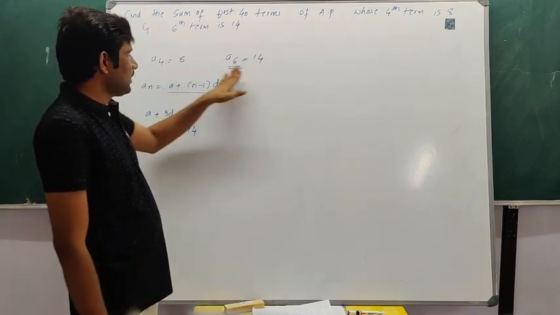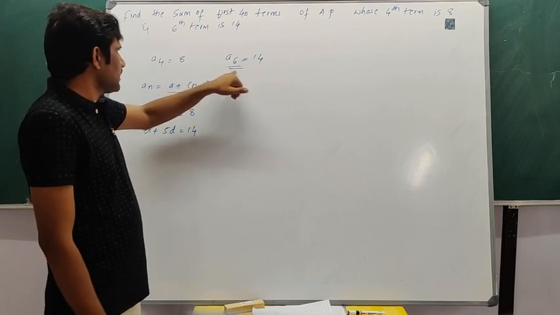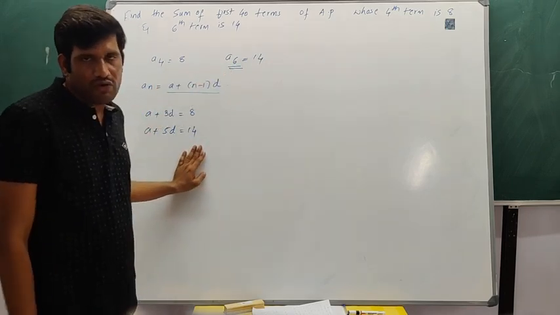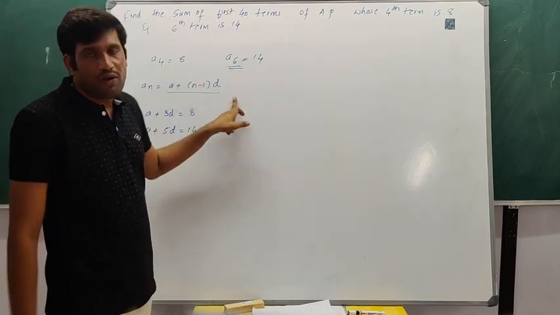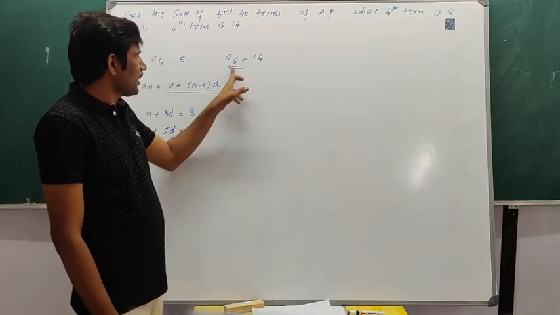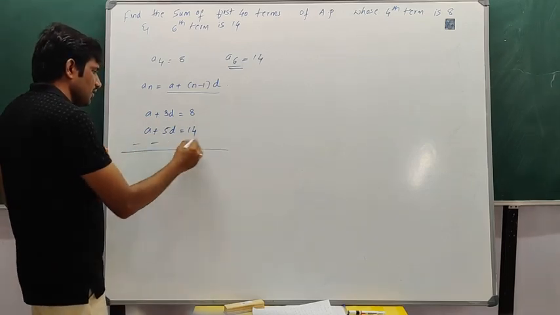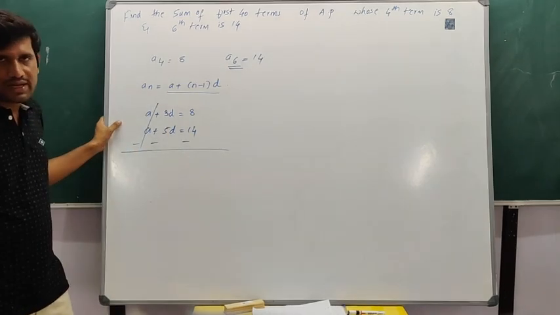Already I told you how to solve these two linear equations. When the fourth term is 8 and the sixth term is 14, by using a6 and a4, we are getting two equations. How will we get two equations? By using the value of an. First put n is equal to 4, we will get one equation. Then put n is equal to 6, we will get one more equation. Now subtract these two. Plus a minus a will get cancelled.